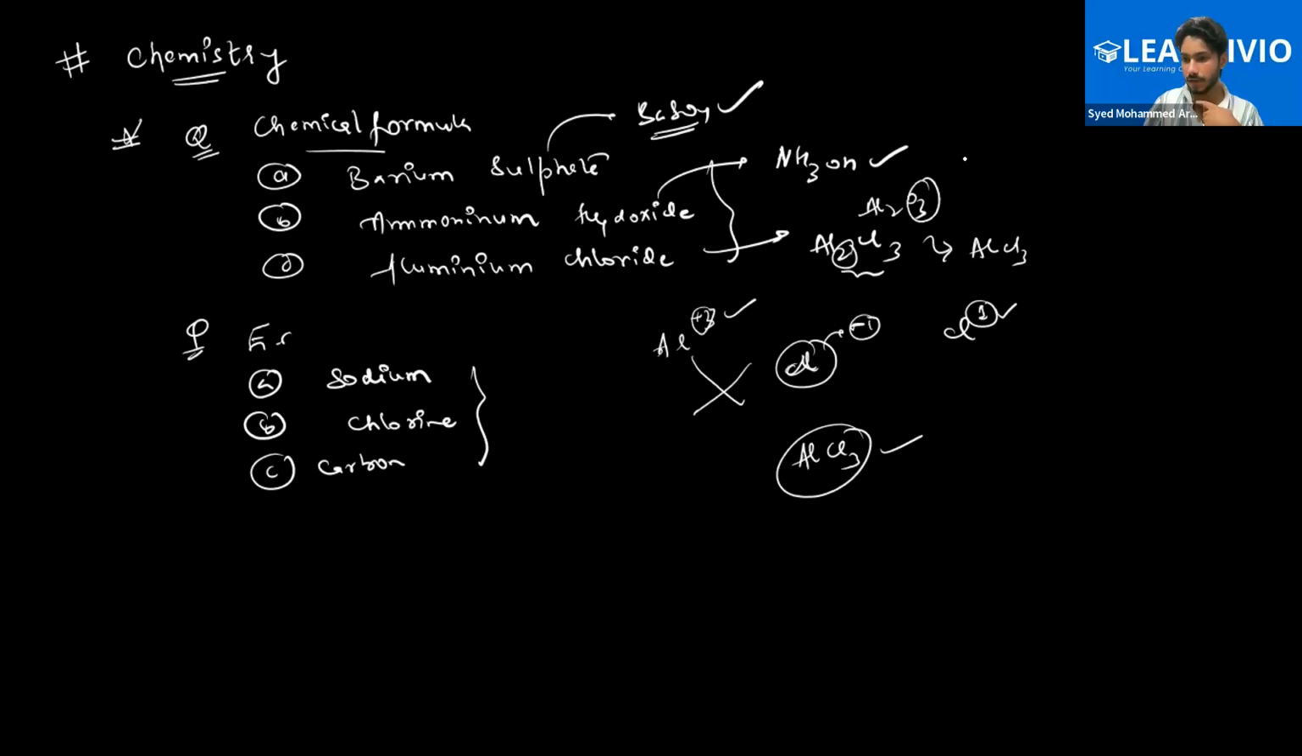Here the valency of oxygen would be -2. So if you cross multiply, you'll get this 2 here. Understood? Yes, sir. Okay. So the electronic configuration of sodium, chlorine, and carbon.